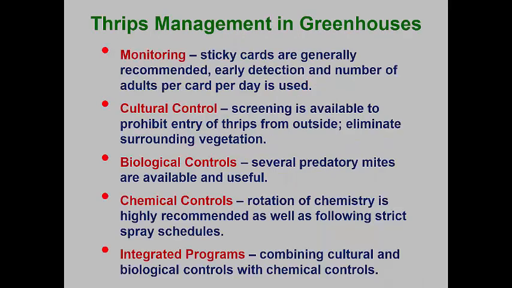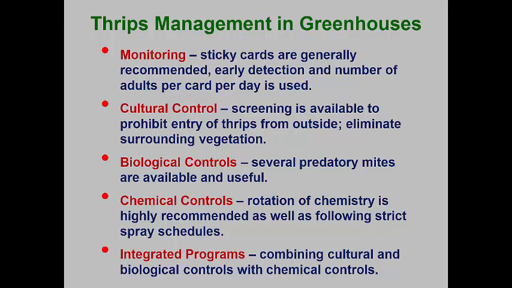In greenhouses and interiorscapes, an integrated pest management program is recommended. This includes cultural techniques that use ultrafine screening on air intake vents, elimination of weeds that surround a facility that can harbor thrips, and quarantining any new plant materials until they have been found to be thrips free.